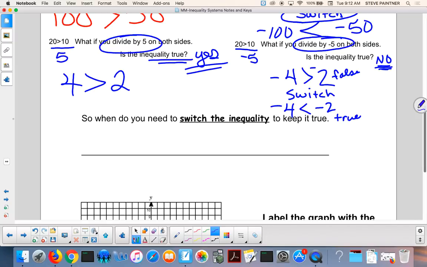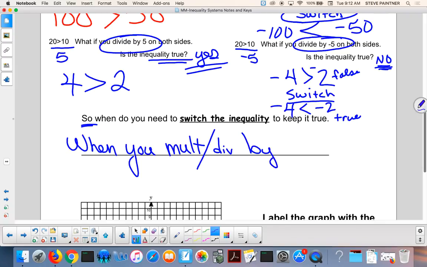That's why you said no. Okay? Now, what happens when you divide by negatives or multiply by negatives? You have to do what? Switch the signs. Or else it's no longer true. So to make it true, you switch the sign. So when do you need to switch the inequality to keep it true? When you multiply or divide by negative. Okay, when you multiply slash what? Divide by a negative number, right?